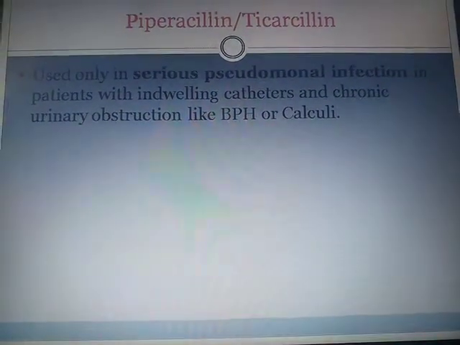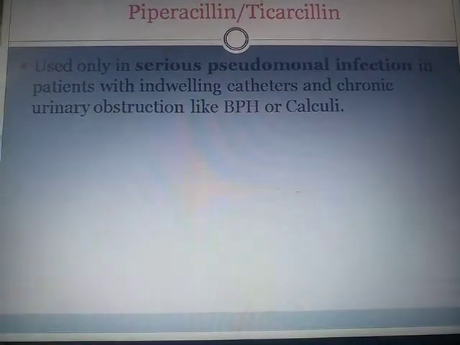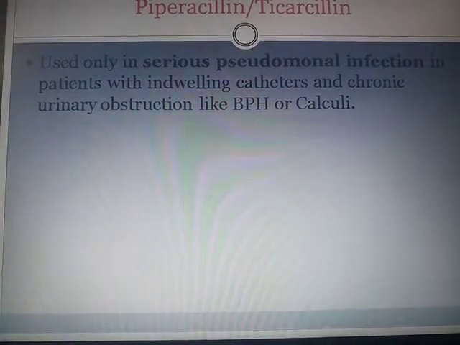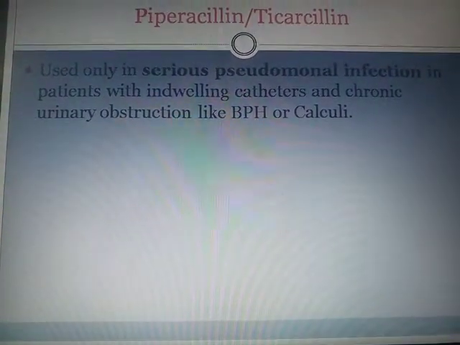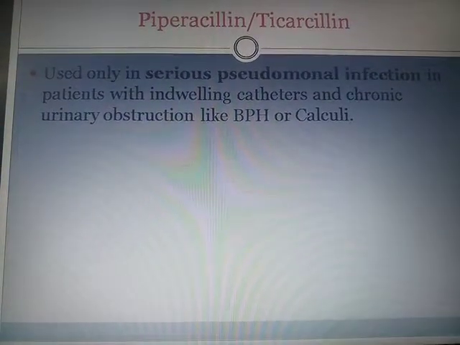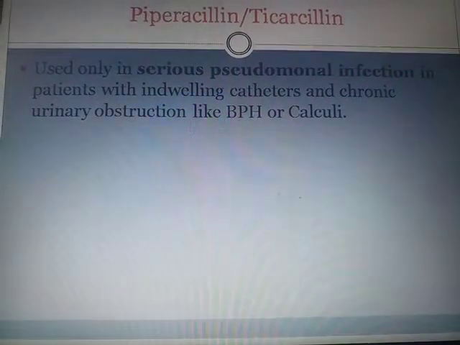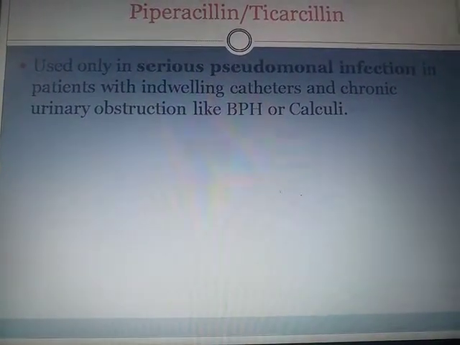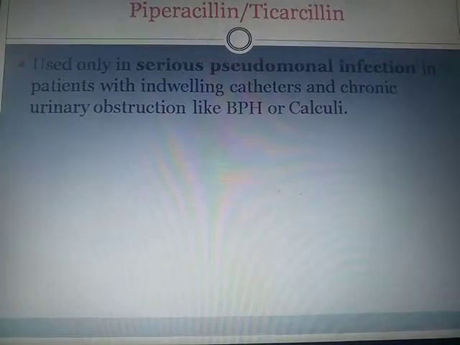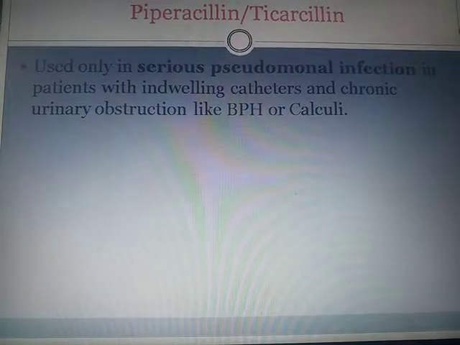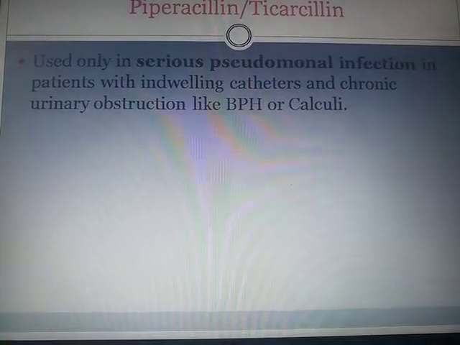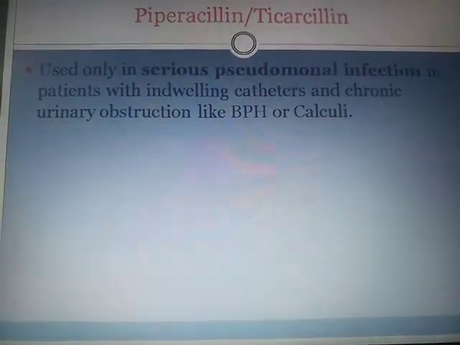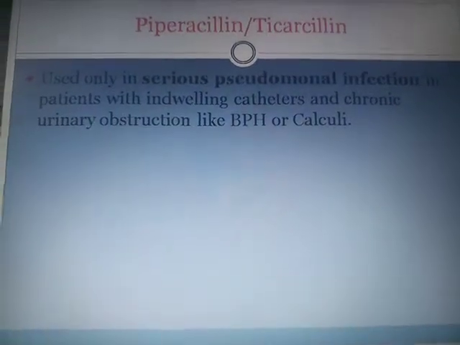Piperacillin and ticarcillin are anti-pseudomonal penicillins, used only in serious pseudomonal infection in patients with indwelling catheters and chronic urinary obstruction. That means complicated infections when there is catheterization or chronic obstruction due to renal calculi or benign prostatic hypertrophy.